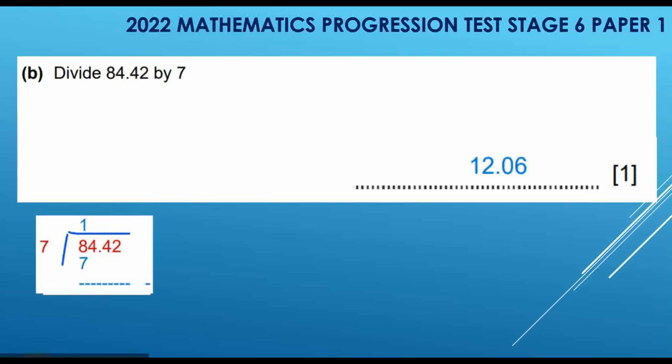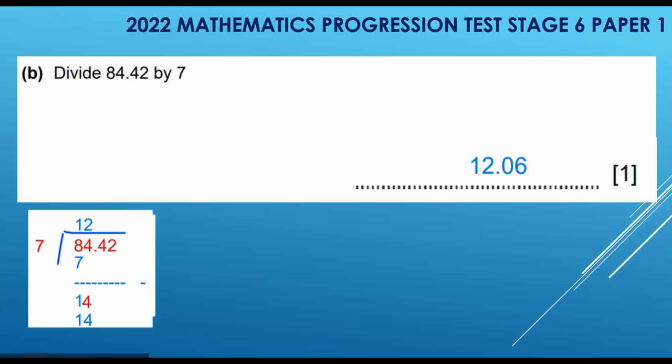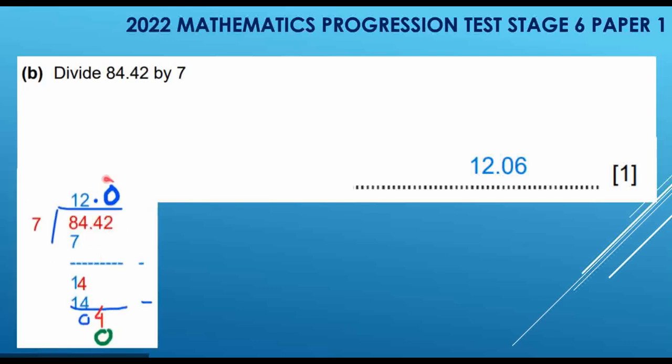Now 8 minus 7 is 1. We put down the next digit, 4. Now 7 times a number to get 14 should be 2. 7 times 2 is 14. Then we subtract again and get 0, so 0 is next. We put down one more digit, 4. Now 4 is smaller than 7, so we multiply by 0. There's a decimal point here, so we add the decimal point. 7 times 0 is 0.